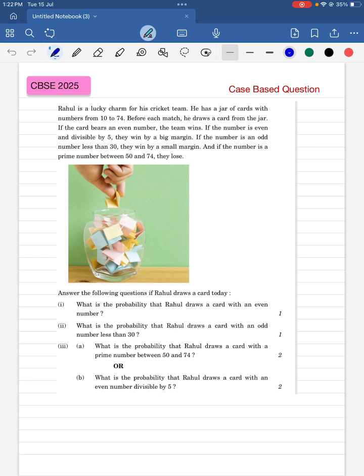In this video, I'll be doing a case-based question from the CBSE 2025 board paper. Let's look at the question.